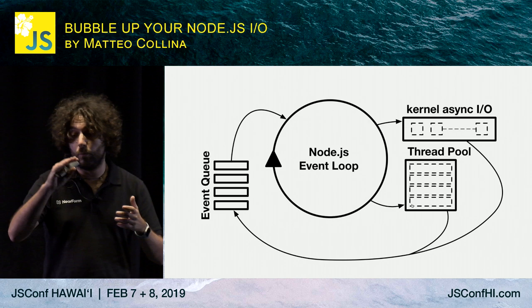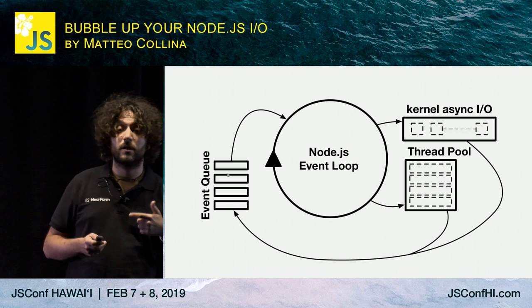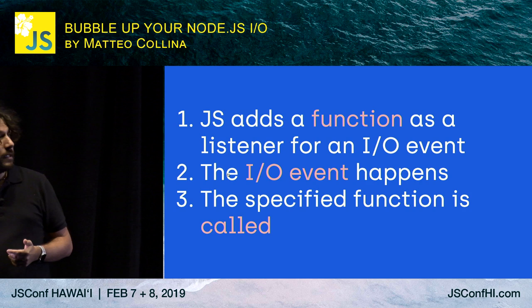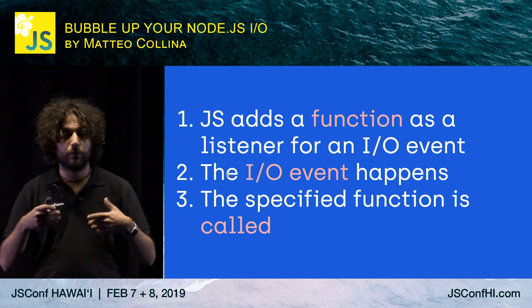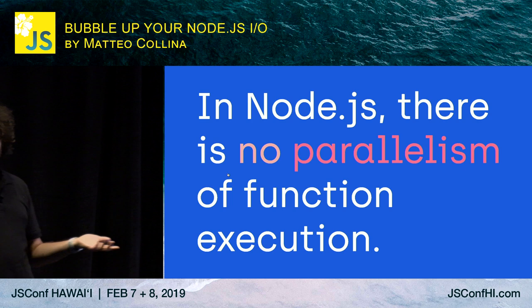How does that happen? There is an event queue here, and the event queue means that all the functions are processed one at a time. Just to repeat, the JavaScript runtime adds a function as a listener to some I/O event. Then the I/O event happens, and the function is called. There is one corollary to all of this: we have only one function executing at any given time. This is one of the key tenets of any Node.js application.